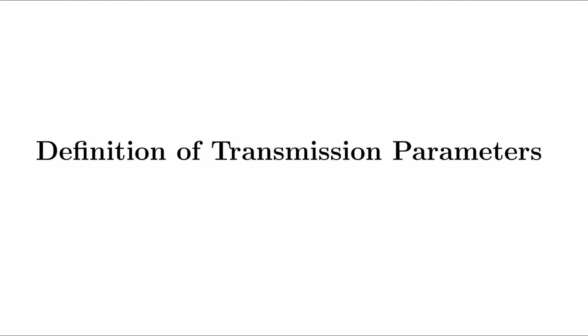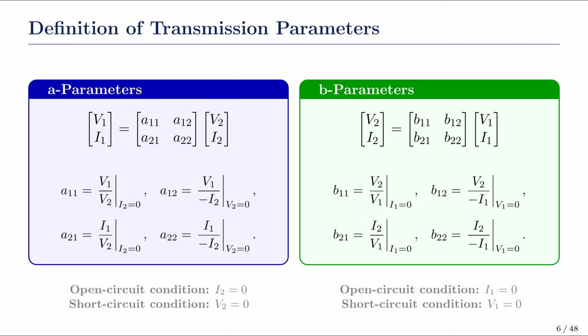These are called chain parameters because they describe how the variables are transferred from one port to the other. The advantage of this representation becomes especially clear when two-port networks are connected in cascade. For the A parameters, the output variables are related to the input variables through a 2x2 matrix. The 4 coefficients are defined using open circuit and short circuit conditions at port 2. Specifically, A11 and A21 are obtained with I2 equal to 0, corresponding to an open circuit at port 2. The other 2 parameters are obtained with V2 equal to 0, corresponding to a short circuit.